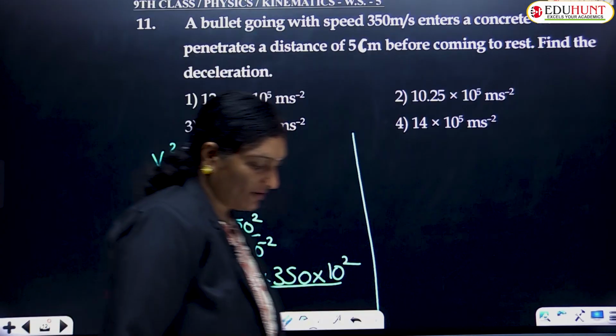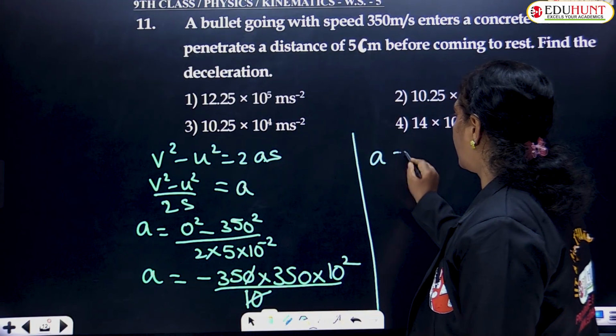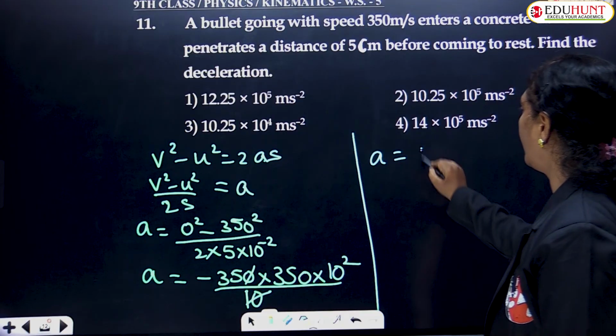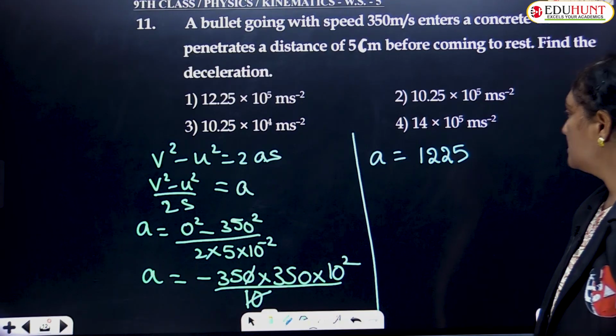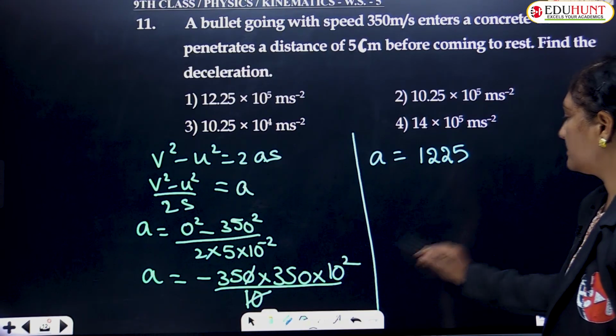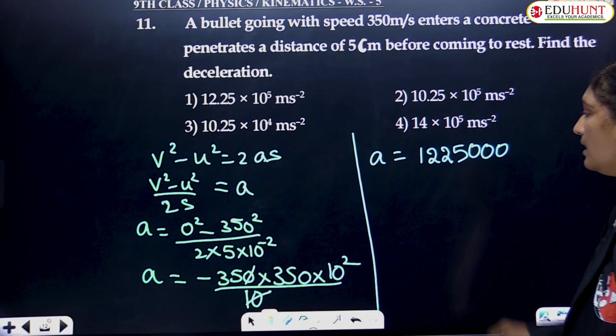35 into 35. What is the value of 35 square, children? It is 3 fours are 12, 1225. 35 into 35 is 1225, and this 0 and again these two zeros. So what is the total answer?